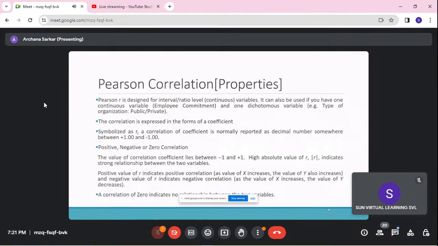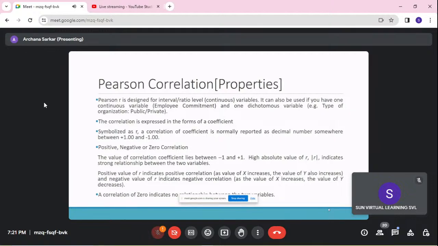For Pearson correlation, there are certain properties which we have to look into. Pearson r is designed for interval or ratio level, or continuous variables. It can also be useful if you have one continuous variable, for example employee commitment, and one dichotomous variable like type of organization, public or private. The correlation is expressed in the form of a coefficient symbolized as r. So Pearson correlation is generally indicated by r.